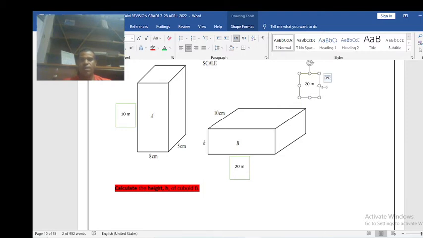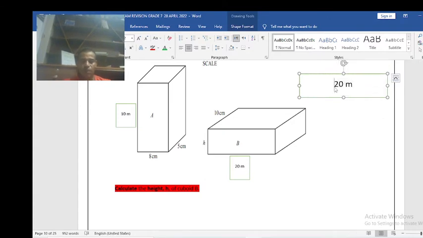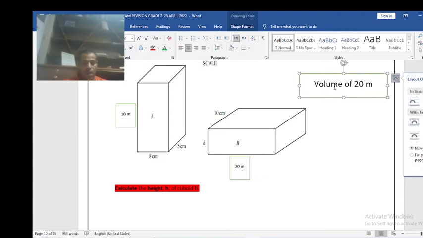Then I will extend this one. Then I will make 24, maybe 20. Then I will start. So volume of A equals, learners, volume of A.